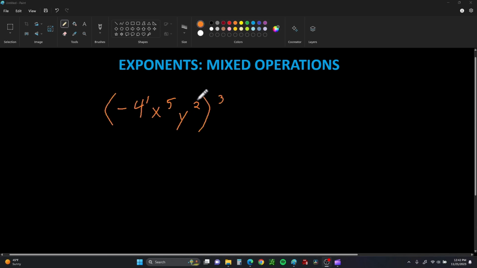In this last example, I'm going to raise the 4, the x to the fifth, and the y squared all to the third power. So first, 4 to the third power is 64. And since 1 times 3 is an odd exponent, it's going to be negative. Then I have x to the fifth to the third is x to the 15th. And then I have y squared to the third power is y to the 6th. So a power raised to a power you multiply. And we're done.